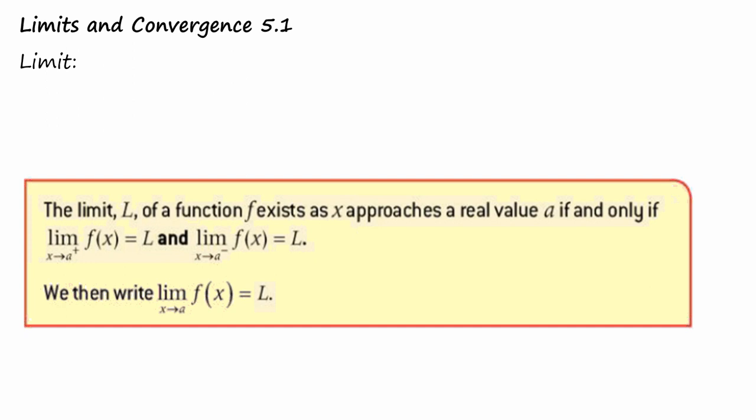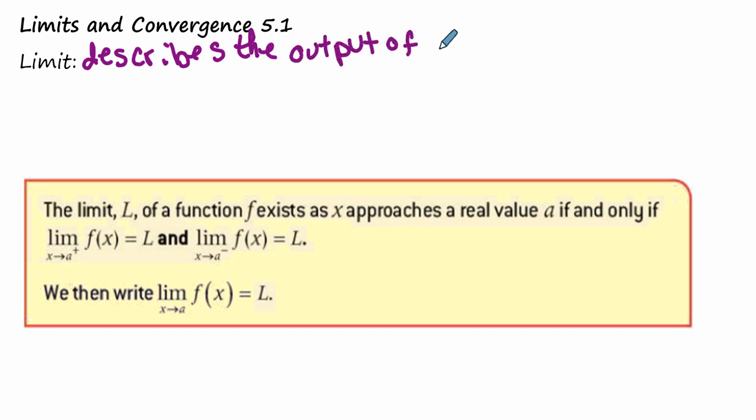Okay. So to begin with, we're just going to talk about some definitions and make sure that you're as comfortable as you can be. So 5.1 is about limits and converging. We already talked about converging versus diverging. But now we're going to talk about a limit. A limit describes the output of a function as the input approaches a number.